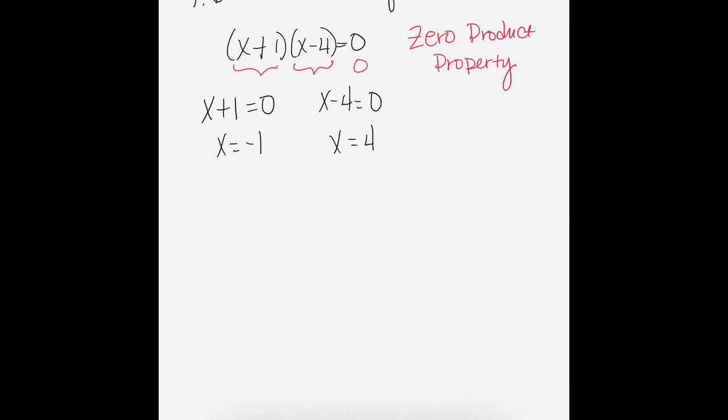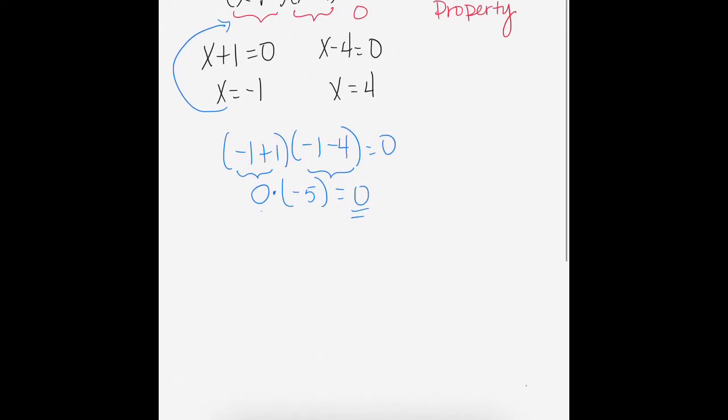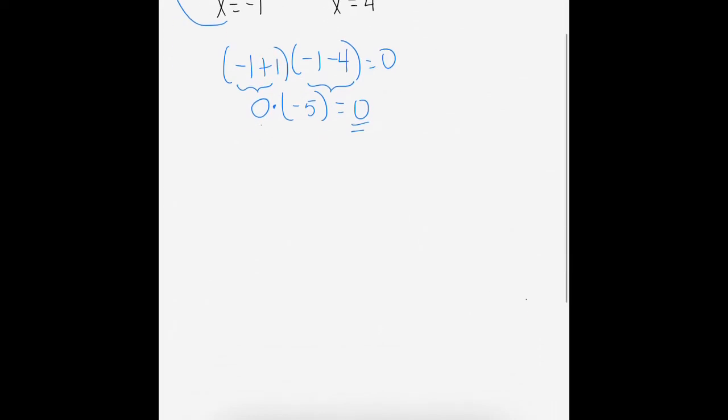You could always plug them back in to check. If I plug in negative 1 for my x, I'll get negative 1 plus 1 times negative 1 minus 4. And this gives me 0. This one right here gives me negative 5, but it doesn't matter what this binomial gives me because anything times 0 is going to be 0. So it works. All right, let's try another one.